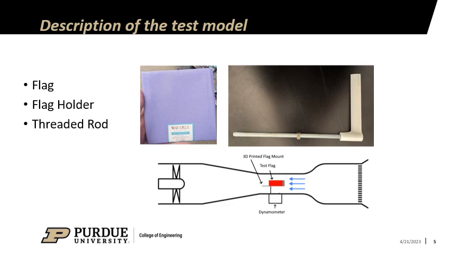The flag holder, as seen in the top right image, was modeled in CAD and then 3D printed. The flag was then fixed to the 3D printed part using double-sided tape. Then the flag and mount were able to be attached to the rod and threaded into the dynamometer.